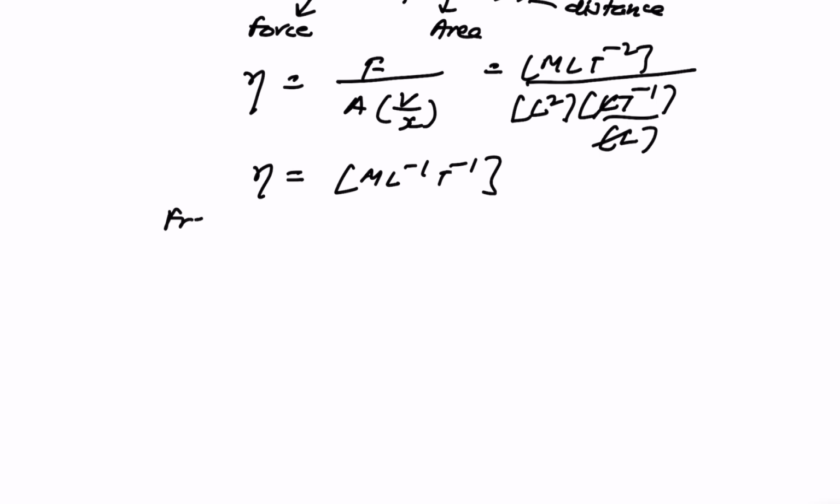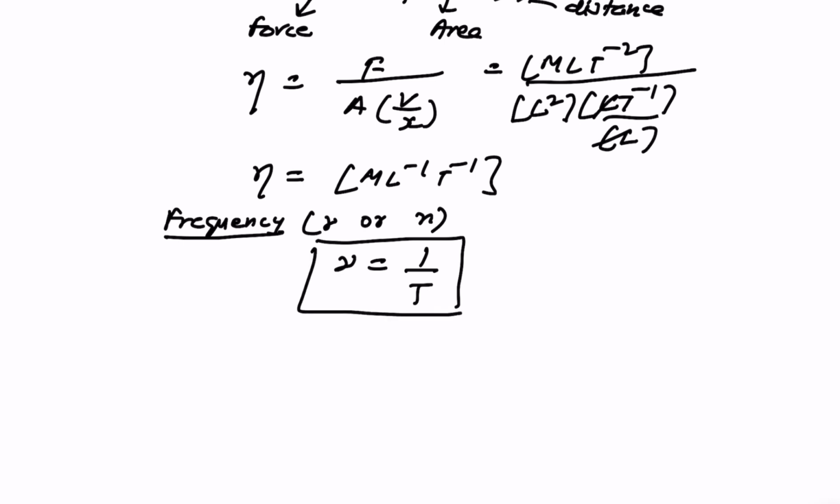Frequency is the easy thing. In case someone asks you the unit of frequency, which is usually denoted by nu or n, frequency is always the reciprocal of the time period. So the dimension of the frequency will become how much? It is the reciprocal of time period, M0 L0 T to the power minus 1. In case that is time period, then the dimension of time period is denoted by T, and time is always measured in seconds.